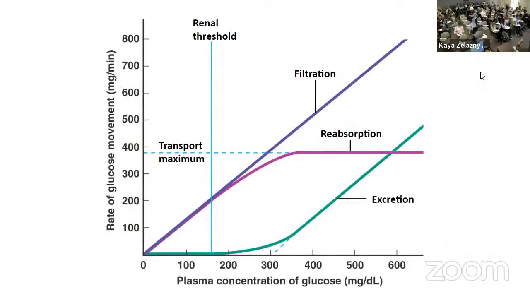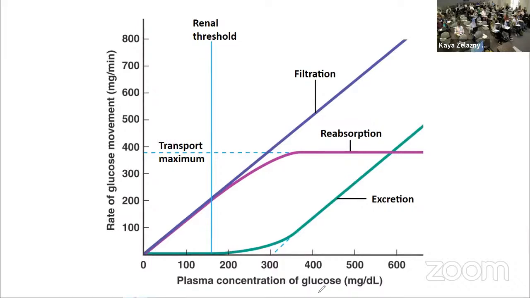how these things are related in graph form. Okay. So what we're looking at here is the plasma concentration of glucose. So blood glucose levels, essentially how much glucose is in your blood. So this is just a concentration. And we're looking at how fast the glucose is moving over here. Okay. So this is in milligrams per minute.